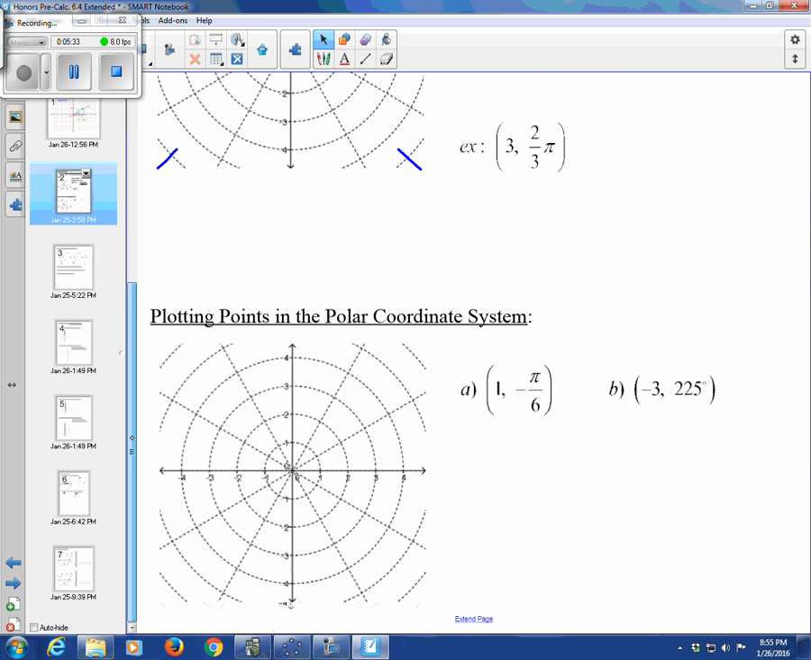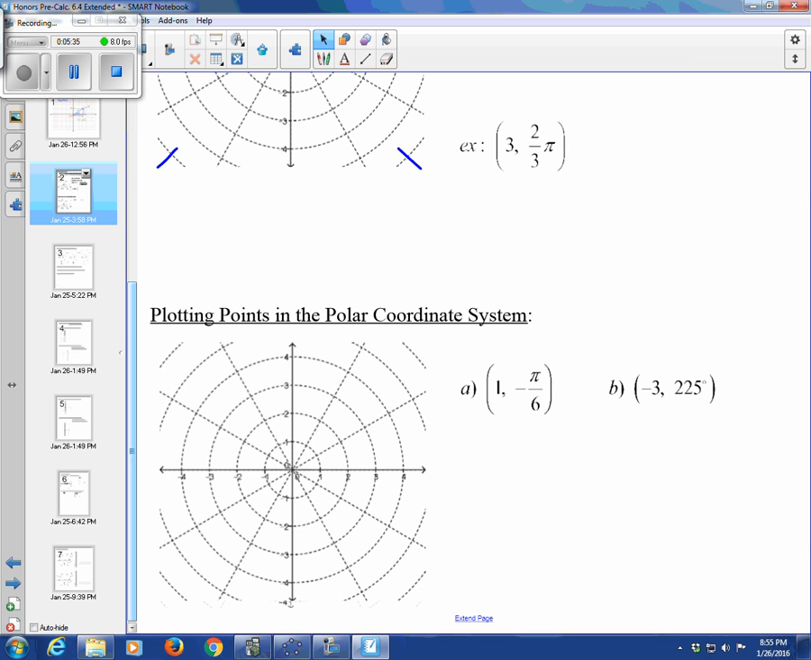So right here, we can go ahead and talk about some other points we can plot. In general, what we'll say is that the directed angle theta could be positive or negative, right? And that's pretty natural from standard position. We can rotate up for a positive angle and down for a negative angle. But we also want to take note that the r value itself could be positive or negative, and we're going to talk about what that means in a second.